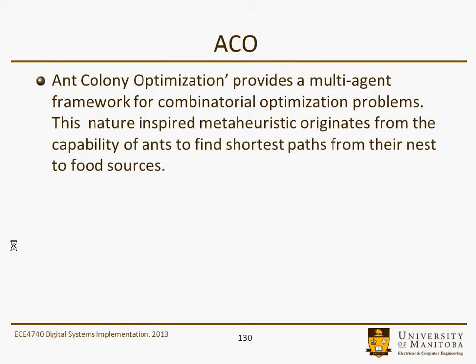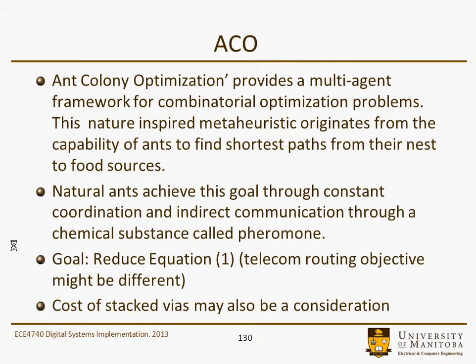So for ant colony optimization, as you might imagine, it's a multi-agent framework where a number of ants would be seeking to find the shortest path. And in nature, ants achieve that, even though it's local communication, through a substance which is known as a pheromone. As a consequence, you might be able to employ something like this, which they did in that paper above, to come up with a nearly optimal routing configuration.